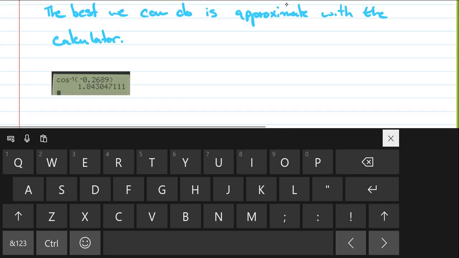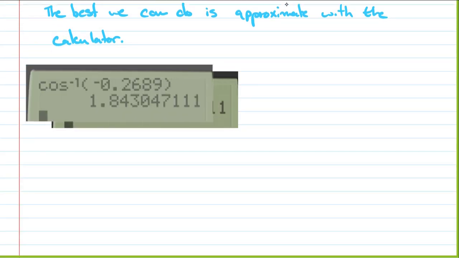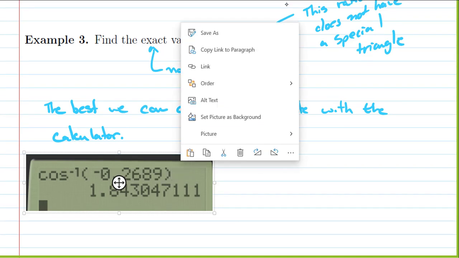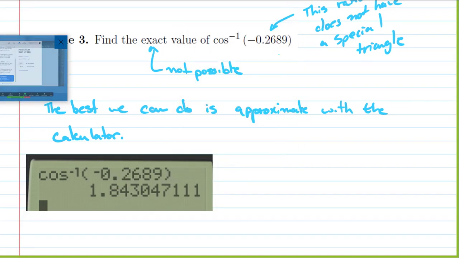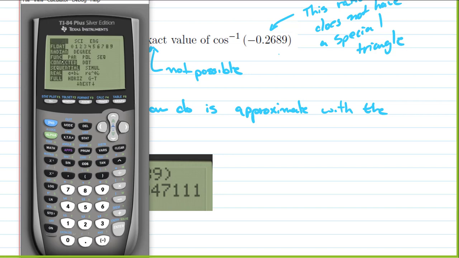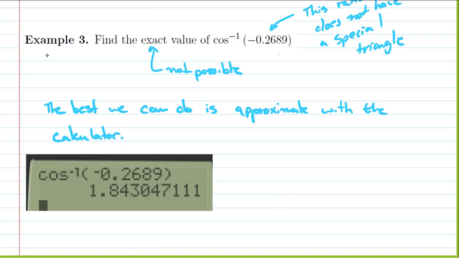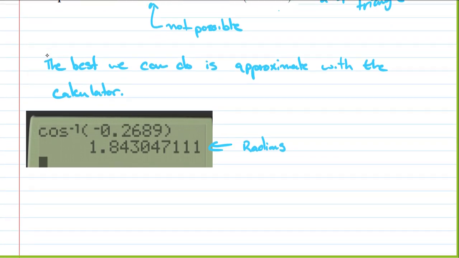If you got something other than this value, it most likely means that your calculator is not in radian mode. So if we hit our mode key, we need to make sure we're in radian mode, because we know that our answer is going to be in radians, since we weren't told anything otherwise. So this guy right here is in radians. If we wanted the answer in degrees, we would have to switch our calculator into degree mode.